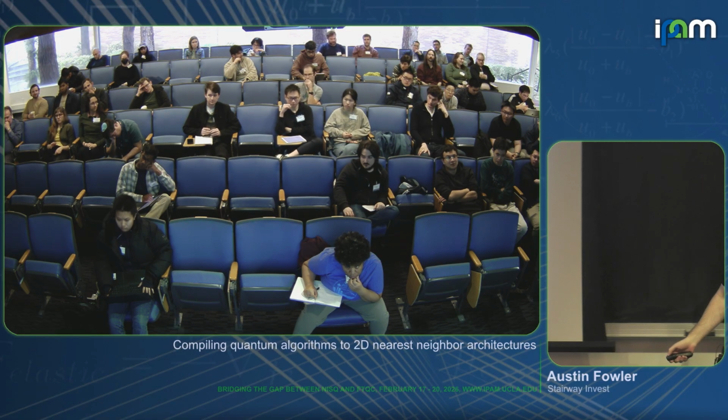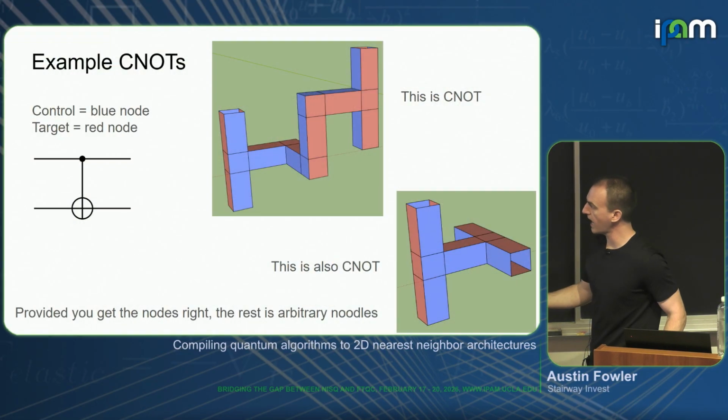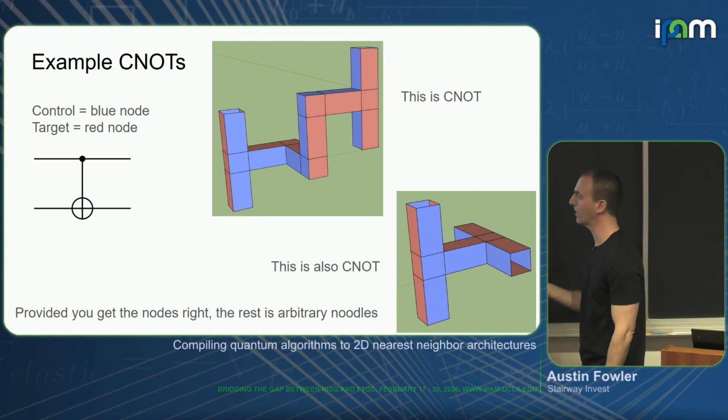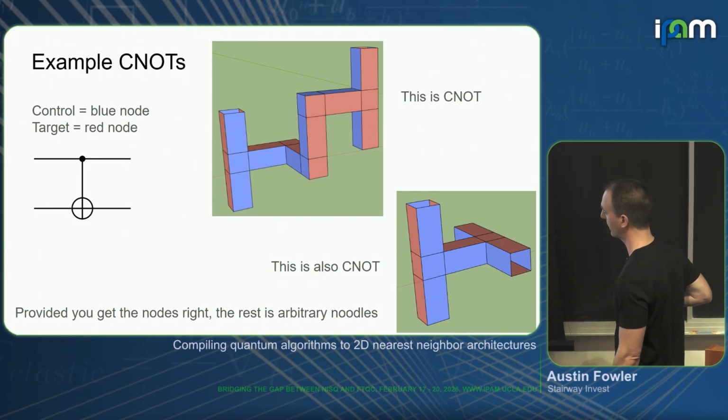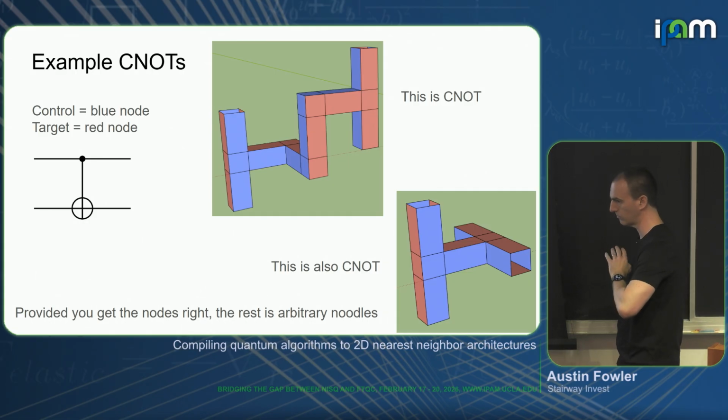If I go back to my CNOT gate, you could have time run up, but you could have time run down as well. You could have time run from inside to output. All that matters is the topology of the structure. Your data is going to get processed as a CNOT gate regardless.